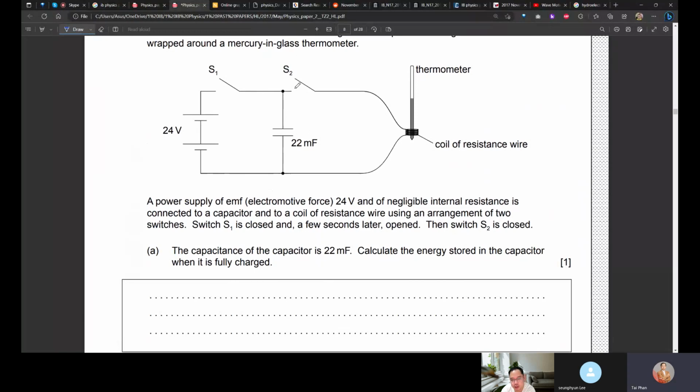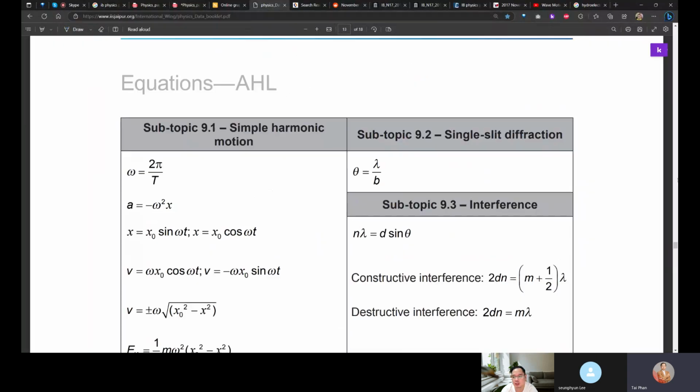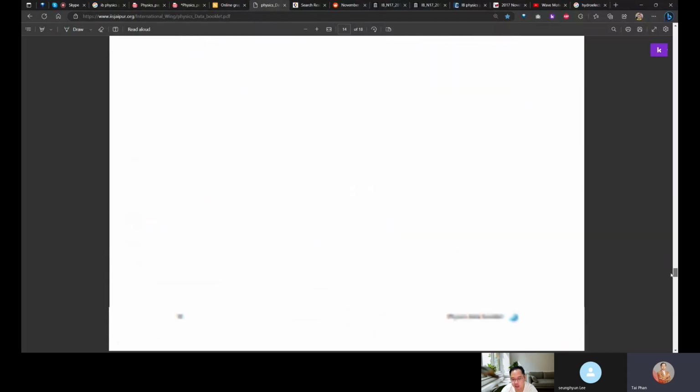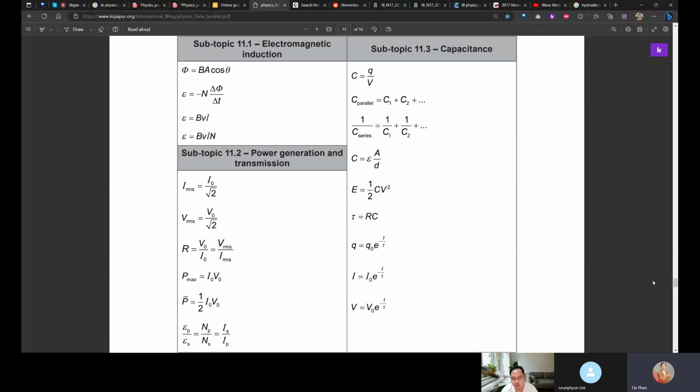Then close the switch S2 so that the electrons leave, the capacitor discharges, forming a current. In a very short time, the electrons go from the bottom plate to the top plate. Okay. The capacitance of the capacitor is 22 microfarad. Calculate the energy stored in the capacitor when it is fully charged. Just find the formula in the booklet for the energy of a capacitor. As I remember, 1/2 CV squared. C is the capacitance and V is the voltage between the two plates of the capacitor.